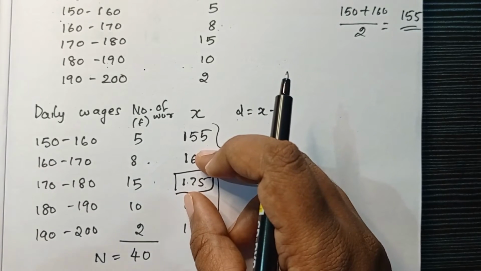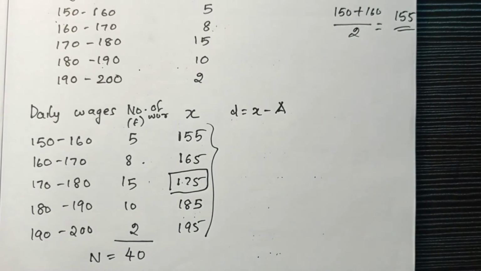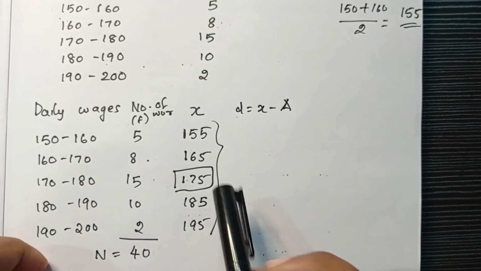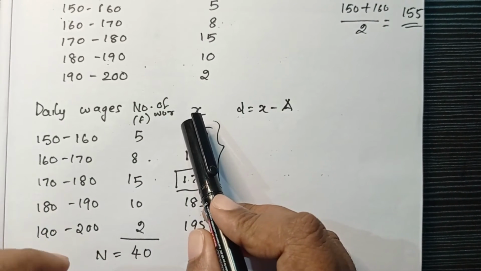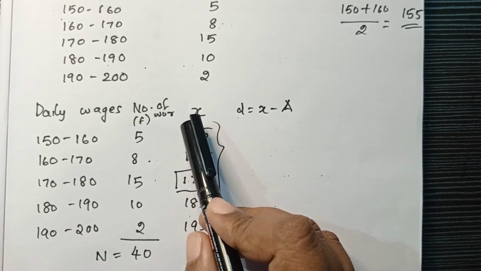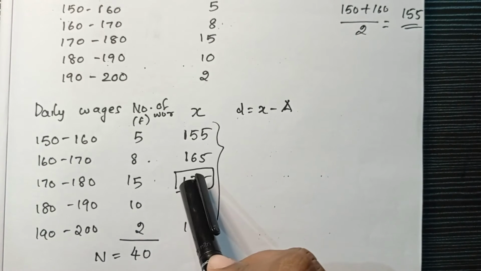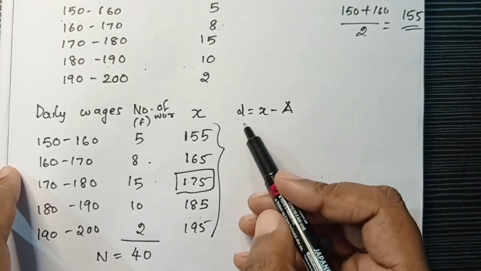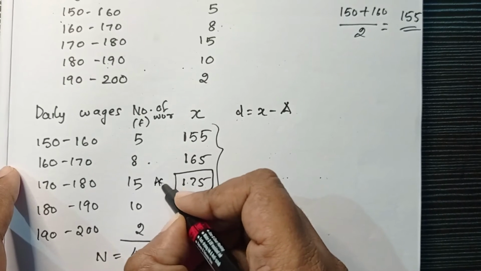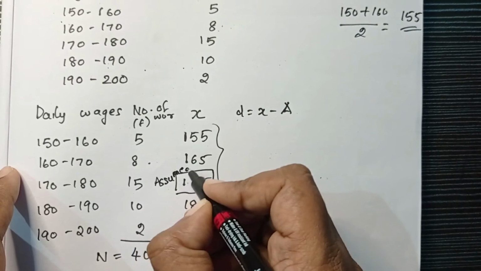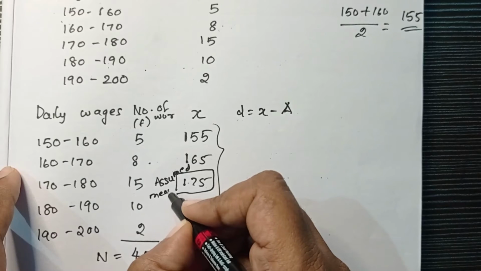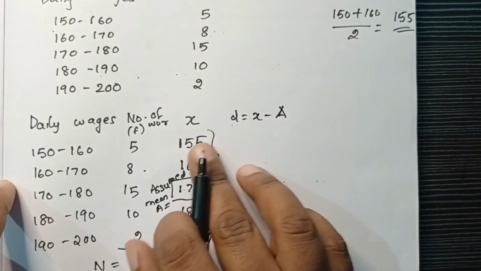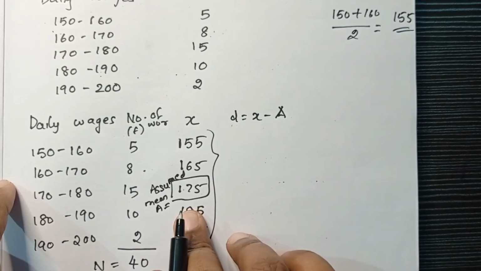Because it is mean, right? Mean means it should be one of the measures of central tendency, where the central value is there. So whenever any question is given, whenever you are going to take any assumed mean, always try to take the mid value. That will be easy for your calculation as well. Now this is the assumed mean, A. Now we have to subtract each and every value with this 175.